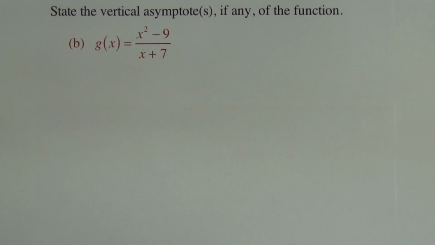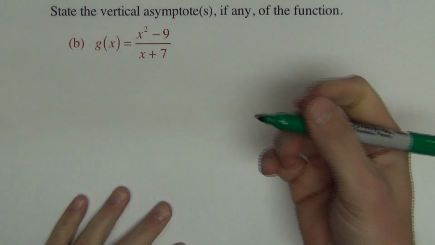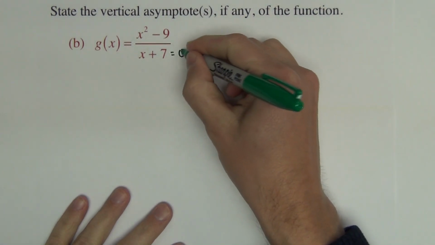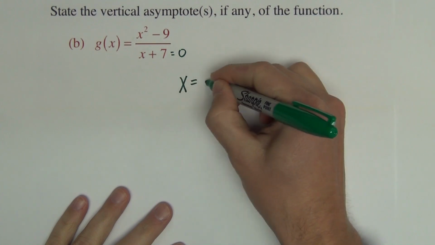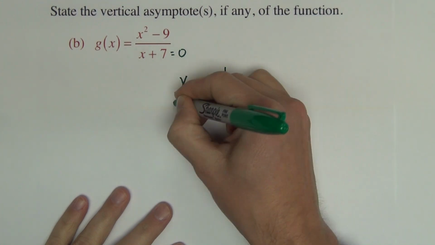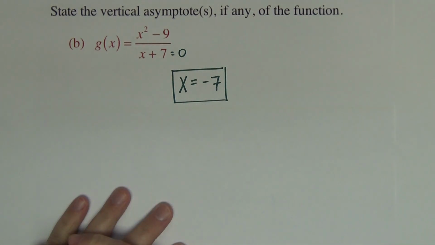In this next problem, we're again looking for the vertical asymptote. It again comes from the denominator. We set the denominator equal to 0 and solve for x. We get x equals negative 7. And that's it.